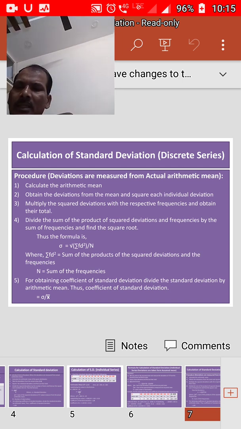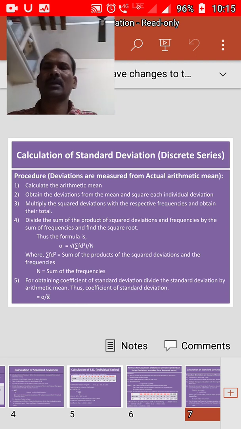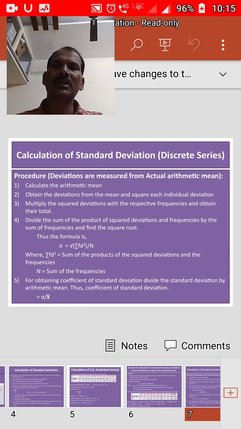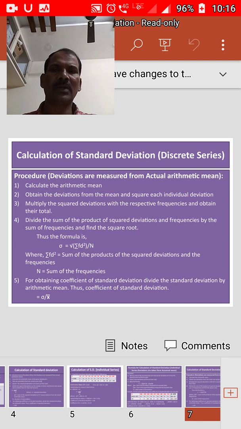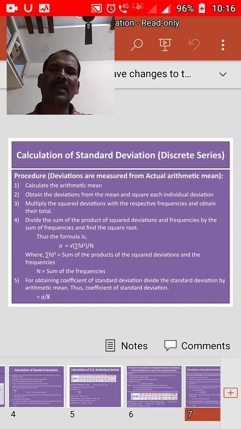Next, the fourth step: divide the sum of the product of squared deviations and frequencies by the sum of frequencies and find the square root. Thus the formula is small sigma equal to under root of sigma fd square by n, where f is the frequency, d is the deviations, and sigma fd square is the sum of the products of the squared deviations and the frequencies.